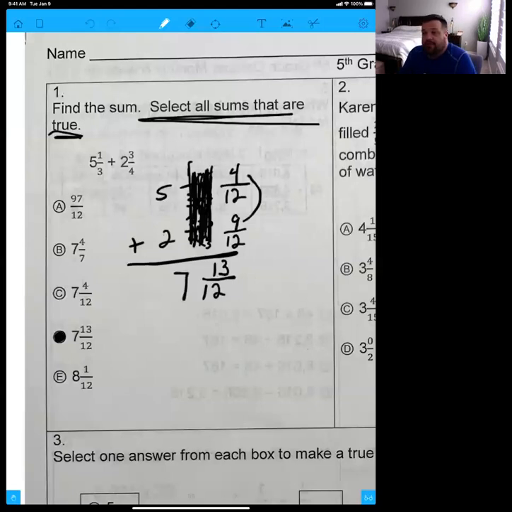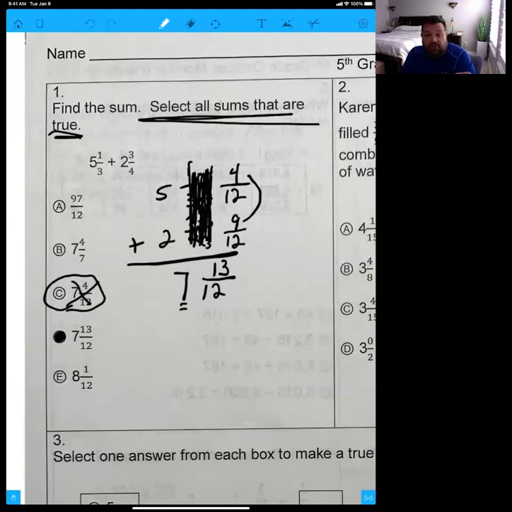Now we have to see if there's any reducing, converting, and when it says select all, we have to look through all the other choices and figure out which ones equal 7 and 13/12 and which ones don't. So, real quick, we already know the answer is 7. If it's 7, it's got to be 13/12. So that pretty much takes C and eliminates it, right? Because it's never going to go from 7 and 13/12 to 7 and 4/12. So now we've eliminated one, right?